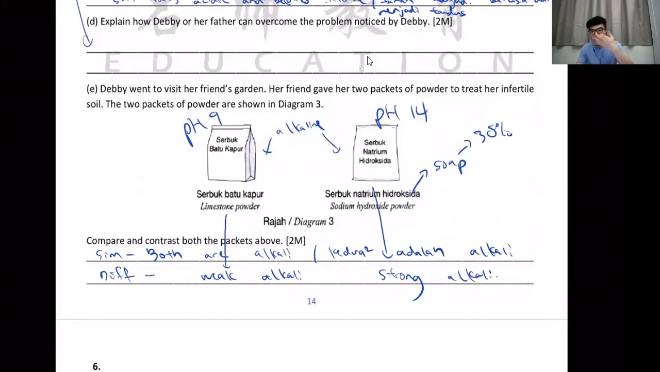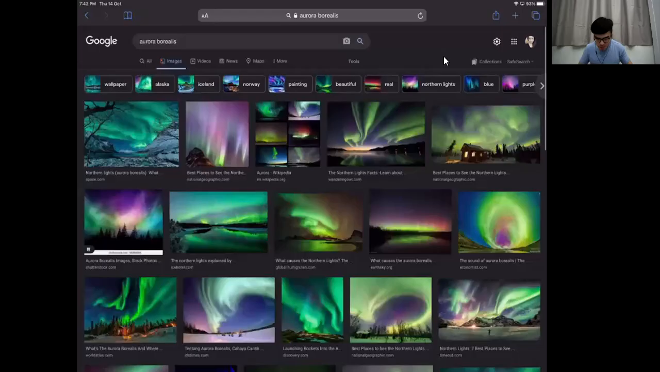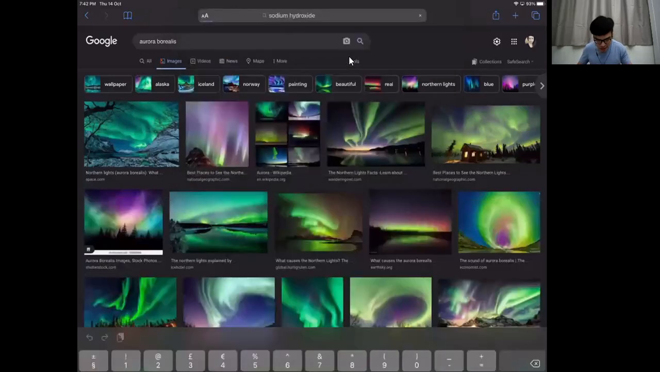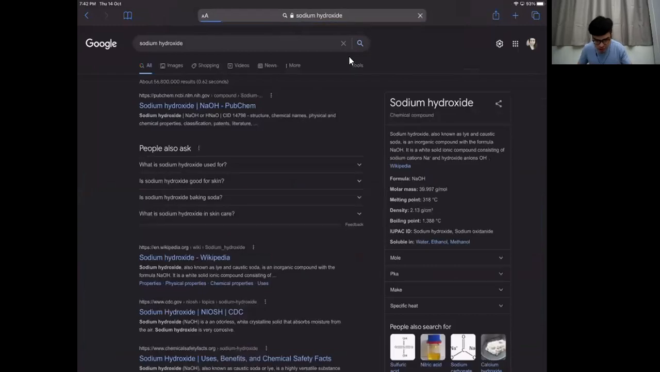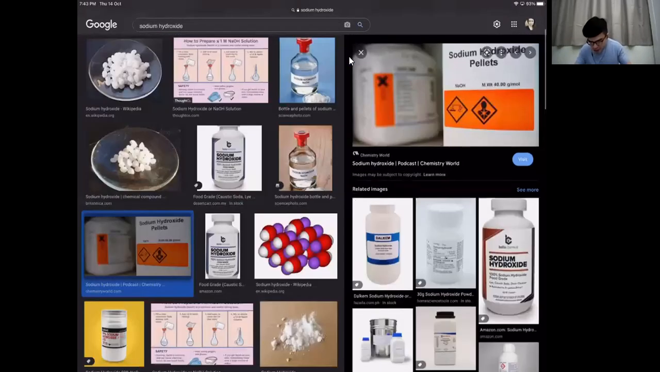Normally you won't use it. I actually asked my student before. One of my students said her mom bought this thing before, because she makes her own homemade soap. The mother likes to do crafts. You can actually buy this from Shopee. This sodium hydroxide is called lye, I think. You go on Shopee, you search, they will sell it. They sell it in powder, see, sodium hydroxide pellets.